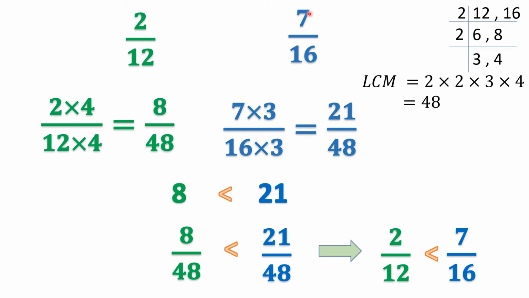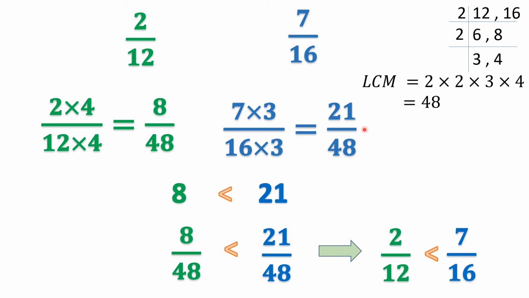Then I have 7 by 16. I need to convert this 16 into 48. So what do I do? I multiply it by 3 because 16 threes are 48. So 16 into 3 and then 7 into 3 is 21, because 7 also I multiply by 3, because whatever I do in the denominator, I have to do that in the numerator as well, right? So here I get 8 by 48 and 21 by 48. So now you can see that both the fractions, their denominators have become equal. So now they are both like fractions, right?